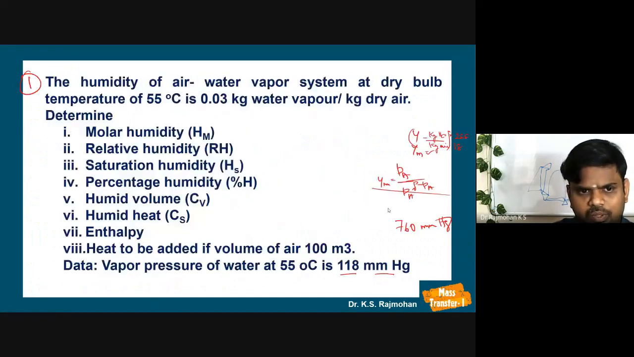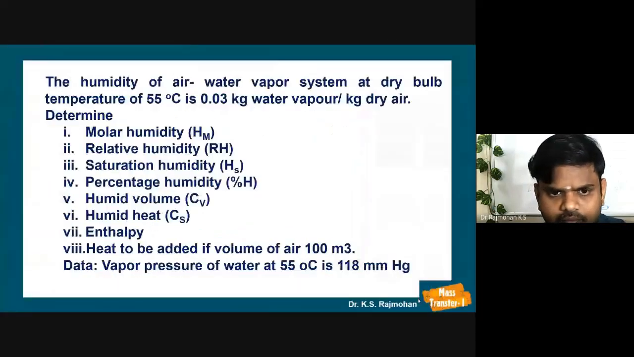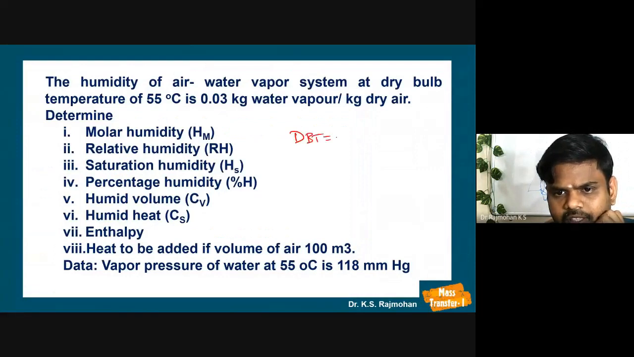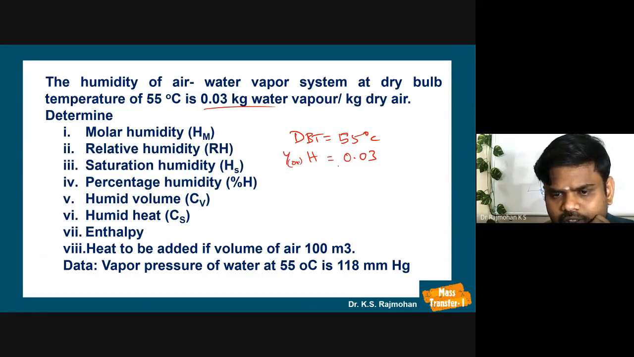So how to solve this problem? Here two data are given. Dry bulb temperature is given as 55 degrees Celsius and absolute humidity is given as 0.03. We can say Y or H.